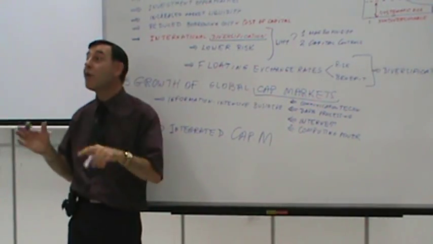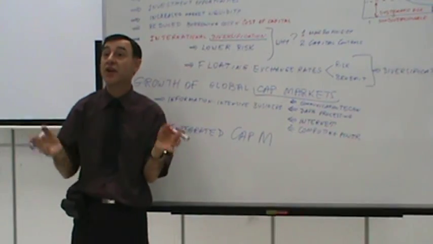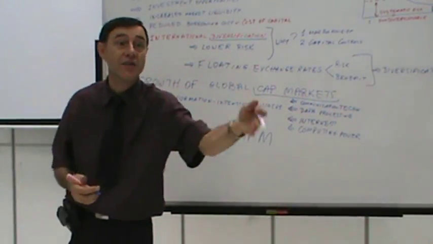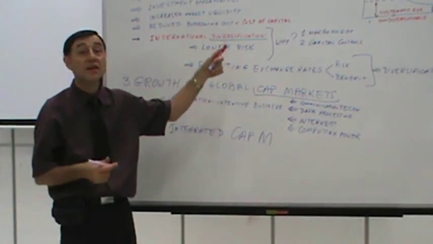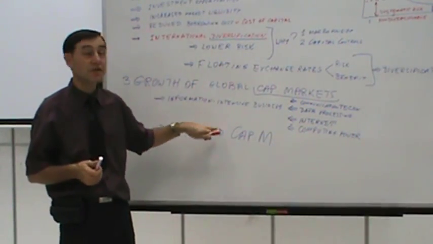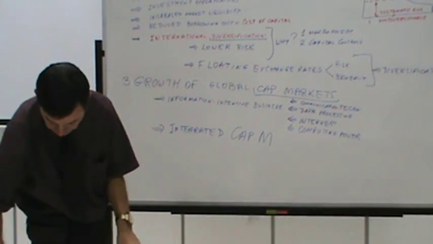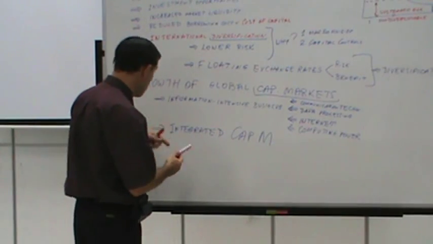And you can easily have one capital market of a country crash, and then it will result in a wave of crashes, the domino effect, which I discussed before, or the same as the contagion effect. Okay, so that's the one piece.